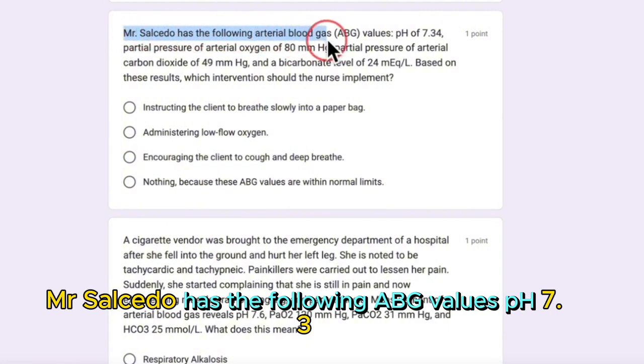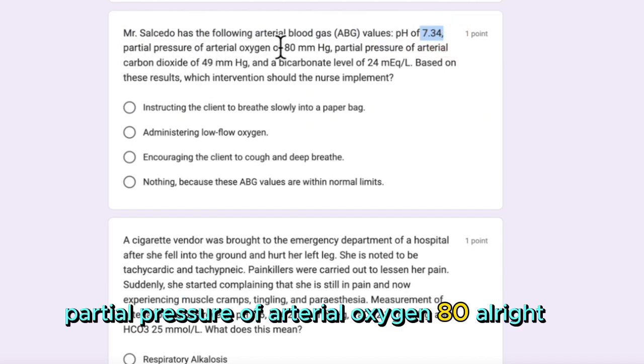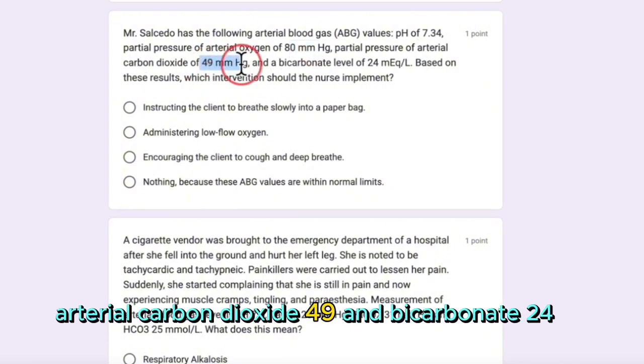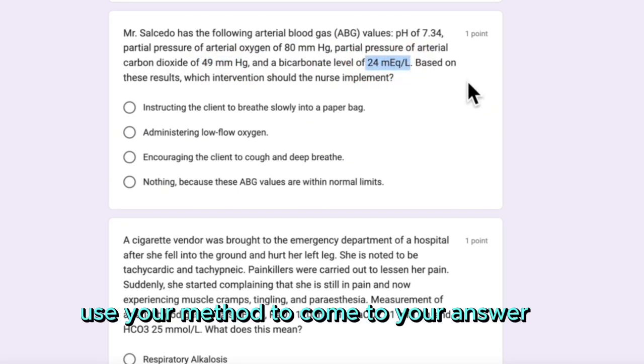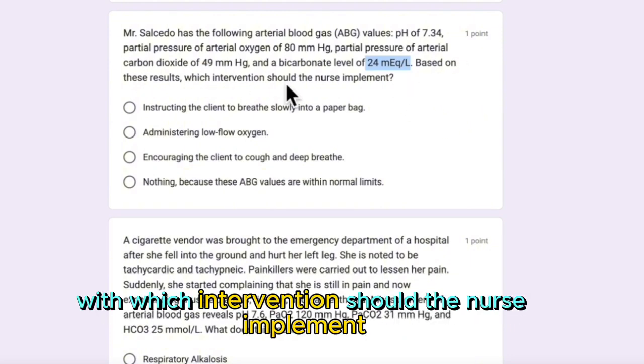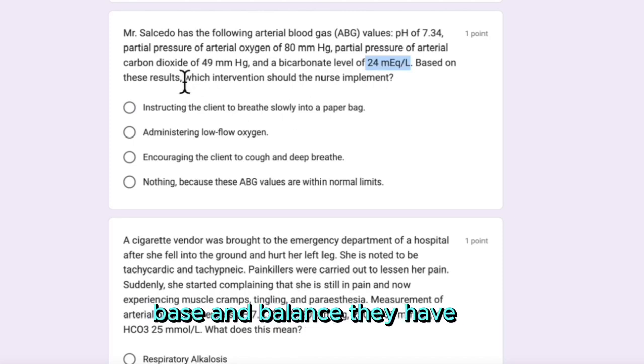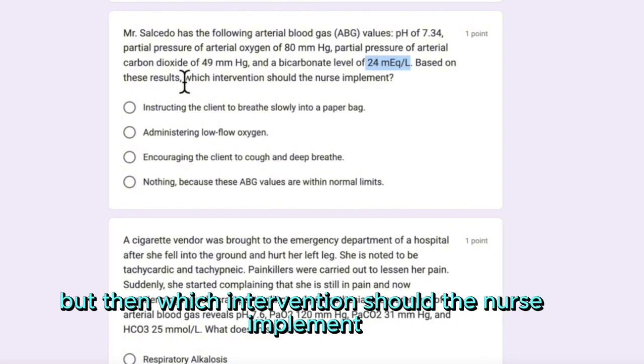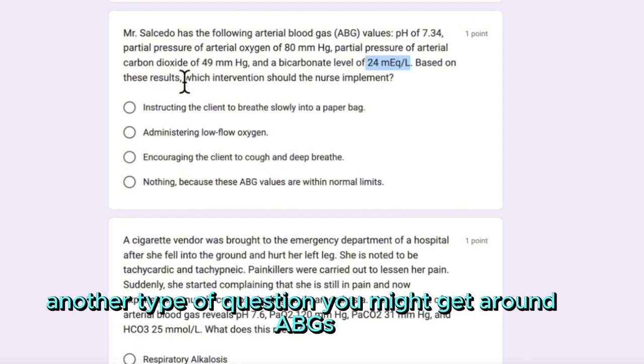Mr. Salcido has the following ABG values: pH 7.3, partial pressure of arterial oxygen 80, arterial carbon dioxide 49, and bicarbonate 24. Use your method to come to your answer. Based on the results, which intervention should the nurse implement? It's not asking you which acid-base imbalance they have. You're going to have to figure that out quickly. But then which intervention should the nurse implement? Another type of question you might get around ABGs.